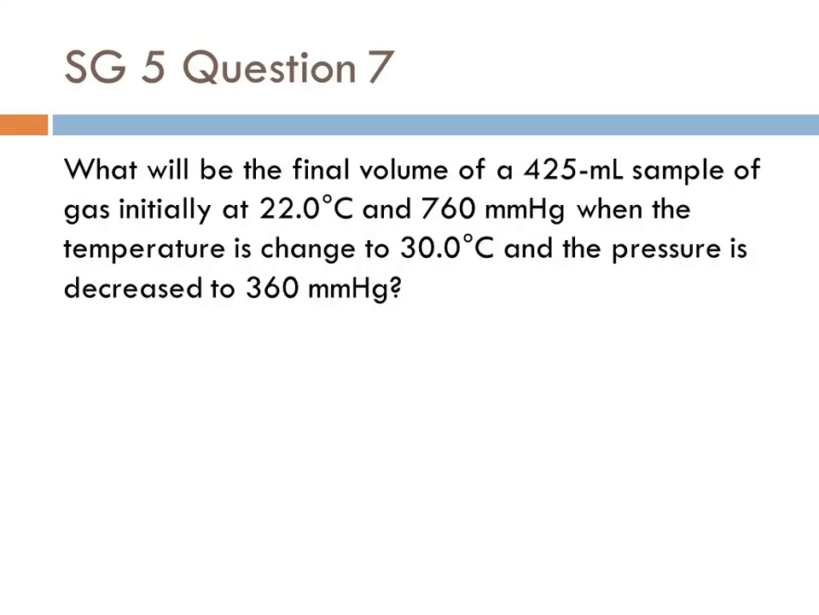Question 7. What will be the final volume of a 425 ml sample of gas, initially at 22 degrees Celsius and 760 millimeters of mercury, when the temperature is changed to 30 degrees Celsius and the pressure is decreased to 360 millimeters of mercury? There's more numbers in this one. We're going to apply the same strategy though. Make a table. Organize the information.